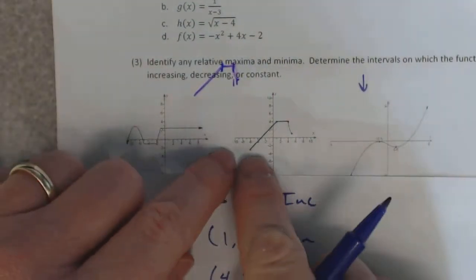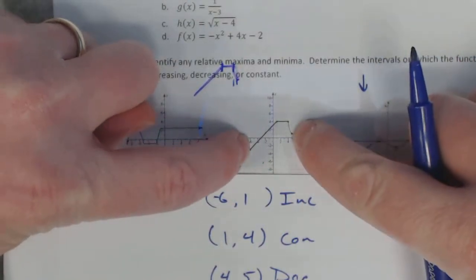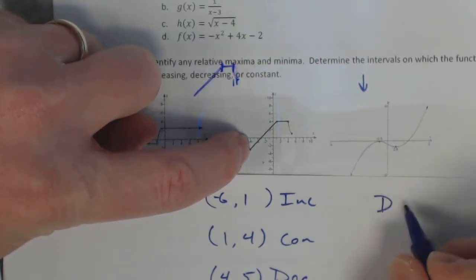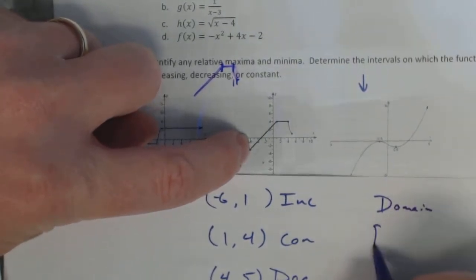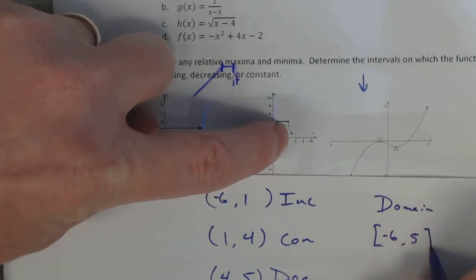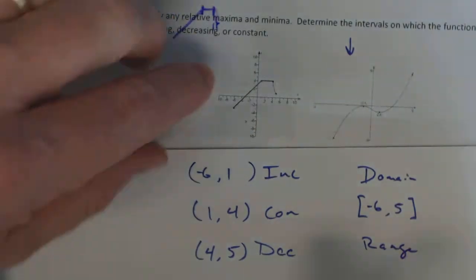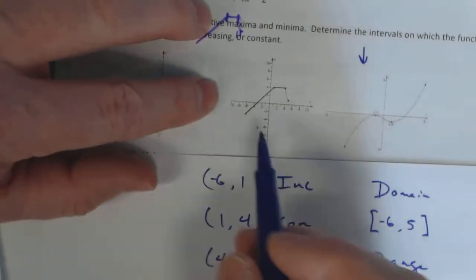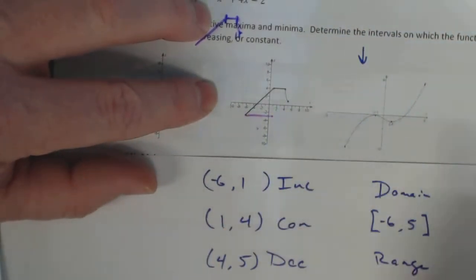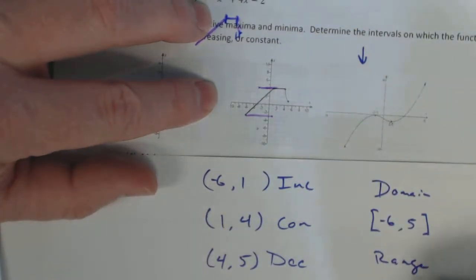All right, now, what about domain and range? So how wide is this? It goes from -6 all the way to 5. And since these are solid dots, we're going to use square brackets. So from -6 to 5. What about the range? The range would be how tall this is. So how tall is it? It goes from -3 to 4. Square brackets.